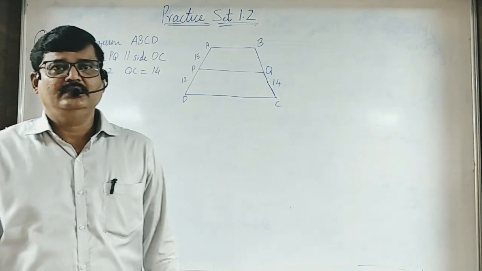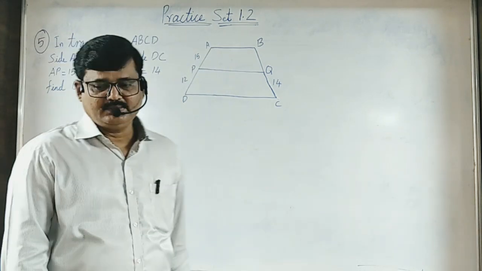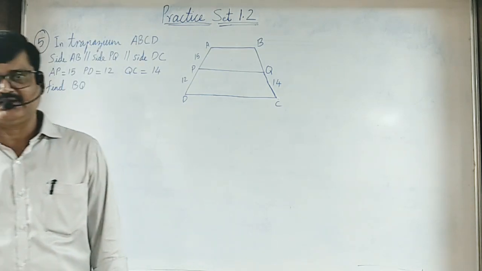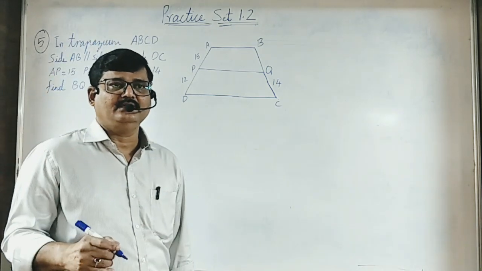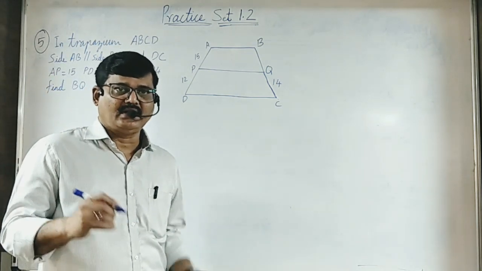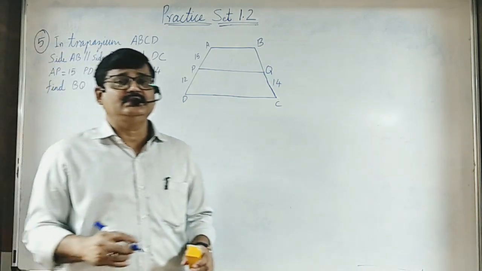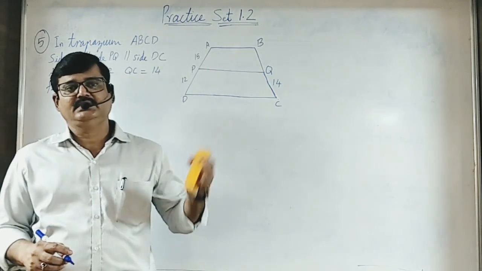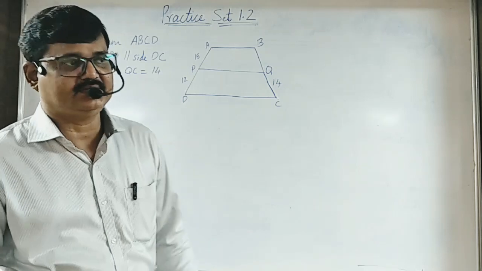Students, yesterday we completed the new property, that is the property of three parallel lines and transversal. You must have seen it in yesterday's video. On that basis we are going to do the sums, like we did for the BPT-related sums and the angle bisector-related sums. Now three parallel lines-related sums are there.